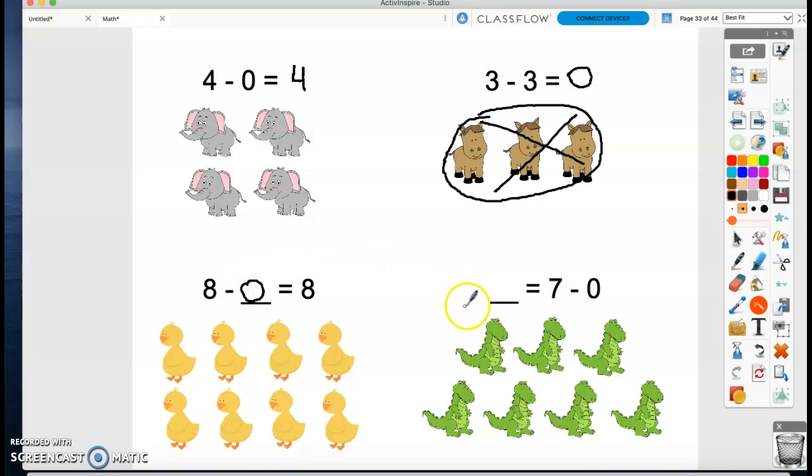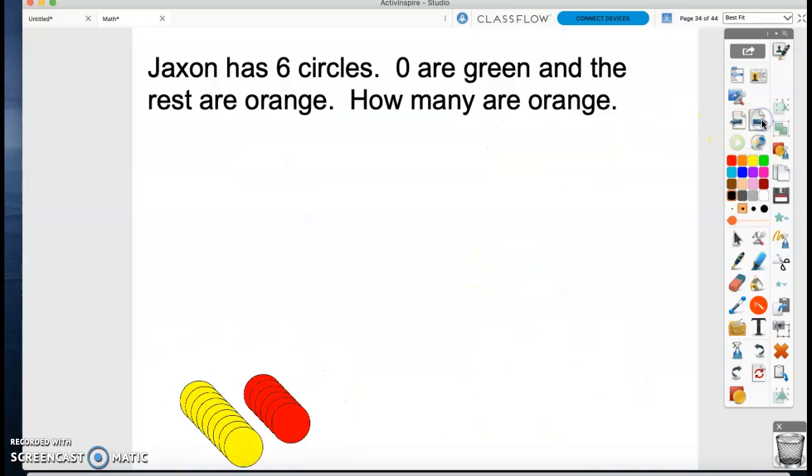Let's look at this one. It says, how many do I have if I start with 7 and I subtract 0? If I start with 7 and I don't subtract any, how many do I still have? Great! I do have 7. Awesome! Let's go to our last one.